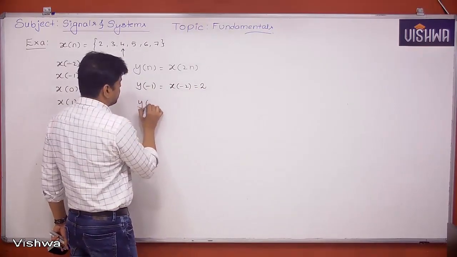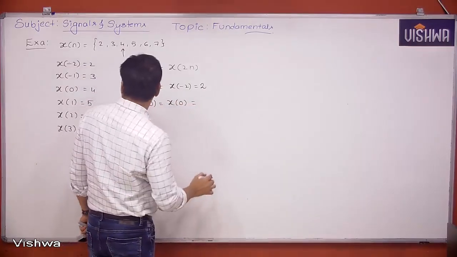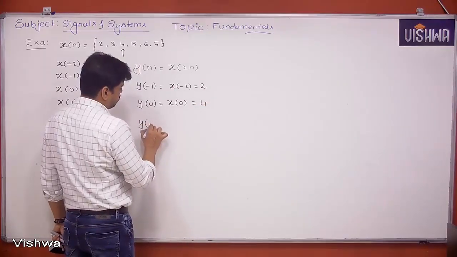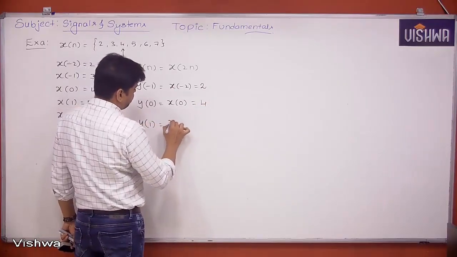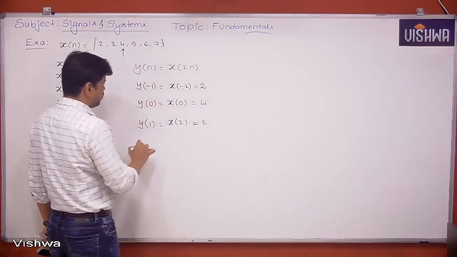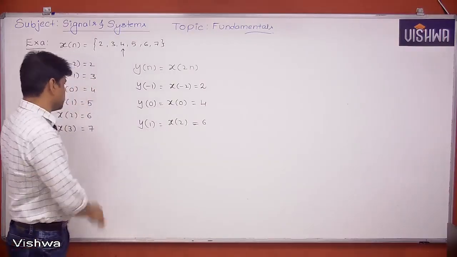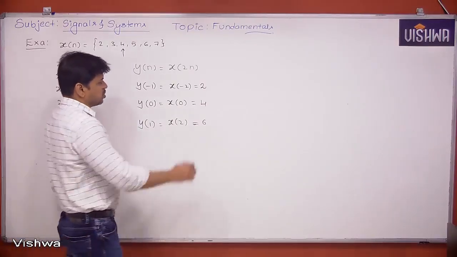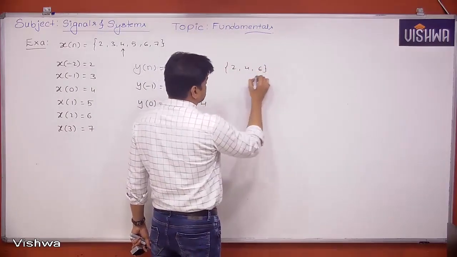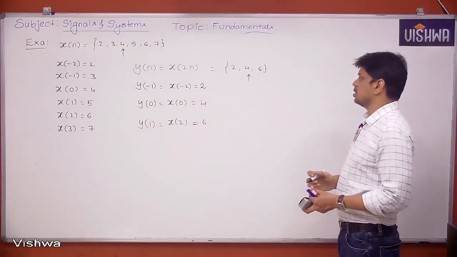Next, y of 0 is the next sample, which gives x of 0, already given as 4. Next, y of 1 is x of 2, which is 6. If I go with y of 2, that is x of 4, which is not there. So these are the samples we got: 2, 4, 6. This is the final thing we get, x of 2n.